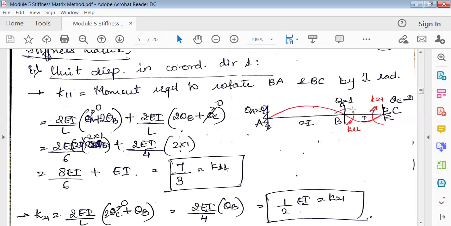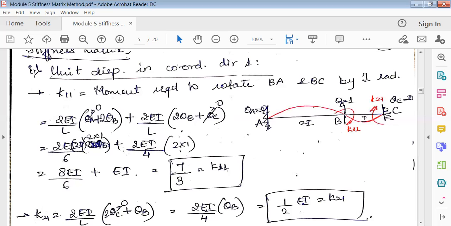K11. Okay, solve for K11. So K11 and K21, these are the unknowns. So K11 is equal to 2EI by L. Then it is like MBA. So it is 2 times theta A. So theta A is 1. Then B is the moment you are going to apply.